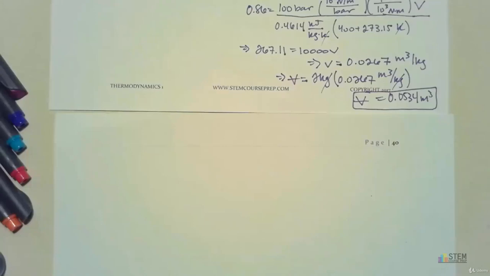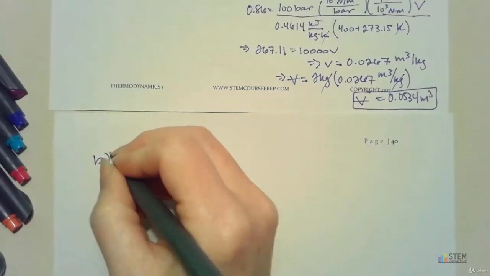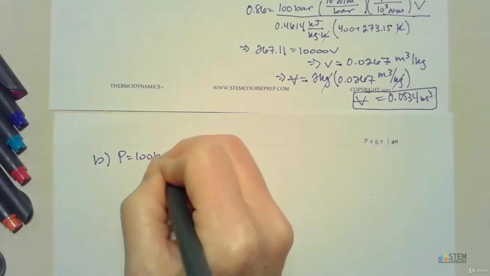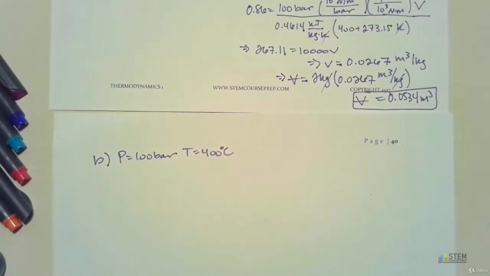Now that we've got that done, we want to use the steam table and find volume. And then we're going to compare the result. This will be part B. So remember, we've got a pressure of 100 bar, temperature is 400 degrees Celsius. Now we've got our pressure temperature combination. We can use the table to figure out what specific volume we have.